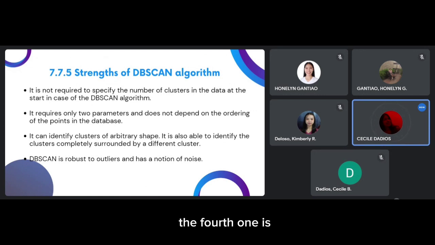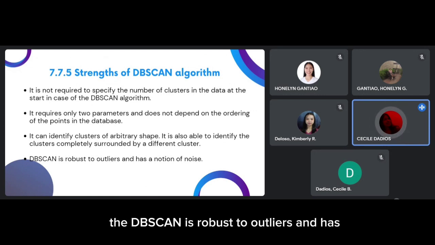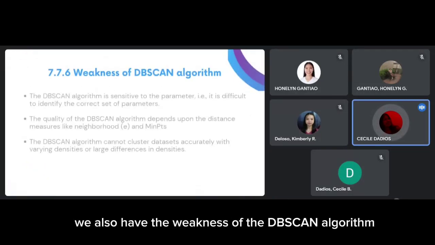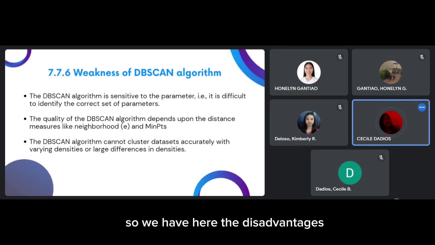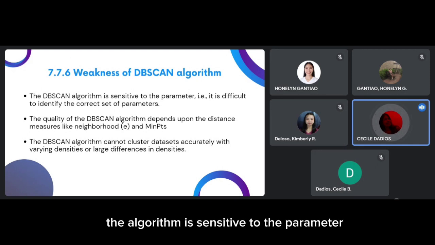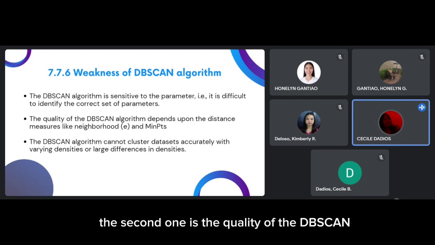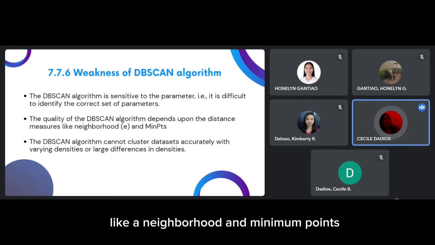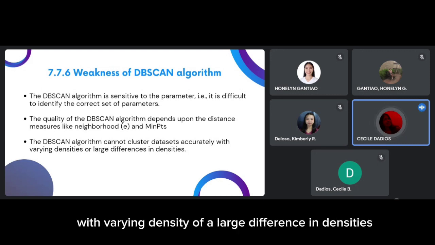The fourth one is that DBSCAN is robust to outliers and has a notion of noise. We also have the weaknesses of the DBSCAN algorithm, so here we have the disadvantages. First, the algorithm is sensitive to the parameters. It is difficult to identify the correct set of parameters. The second is that the quality of the DBSCAN algorithm depends upon the distance measures like neighborhood and minimum points. And the algorithm cannot cluster data sets accurately with varying density or a large difference in densities.